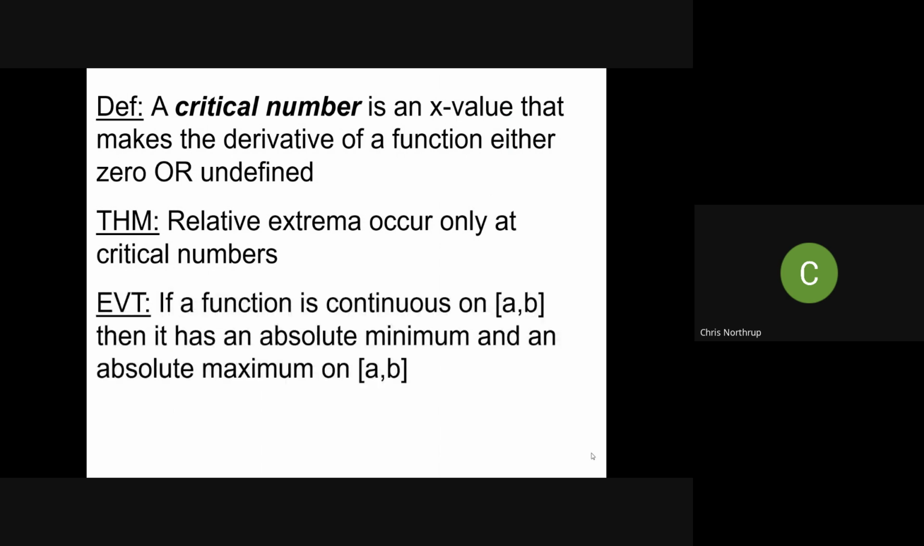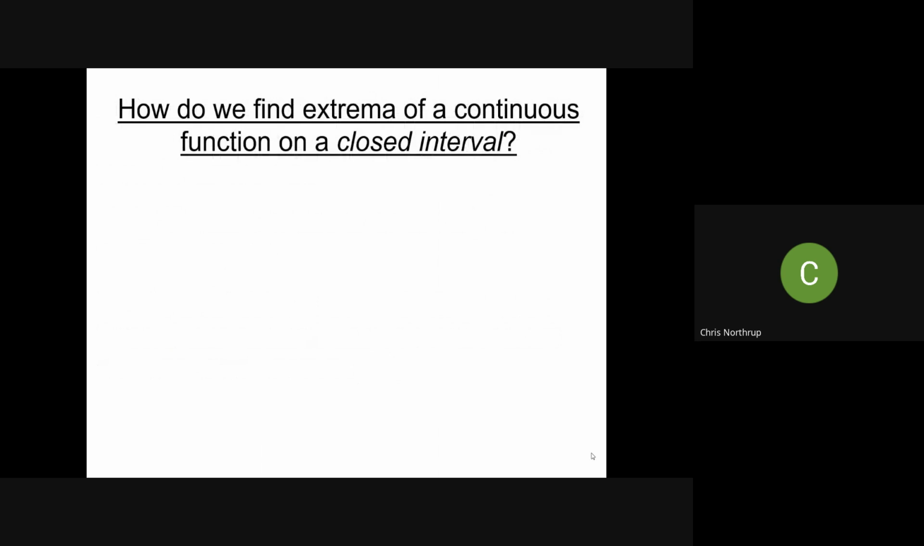And then we have what's called the extreme value theorem. I shorten this to be EVT. It just tells us if we have continuity on a closed interval for a function, we are guaranteed that we have an absolute minimum and an absolute maximum. I should emphasize that the closed interval is where those things happen. You might be wondering, how do we find these? How do we find extrema of a continuous function on a closed interval? Again, this is for today, finding absolute extrema.